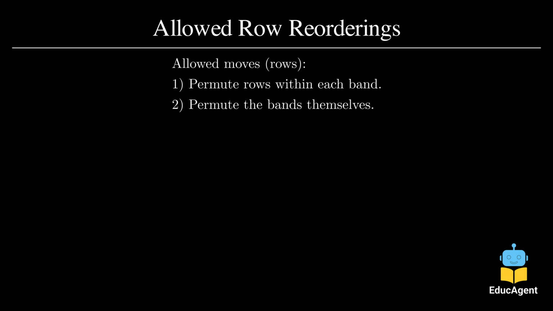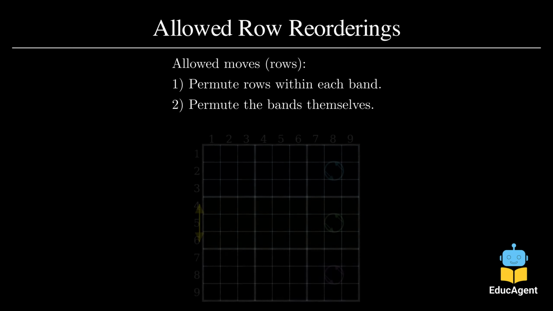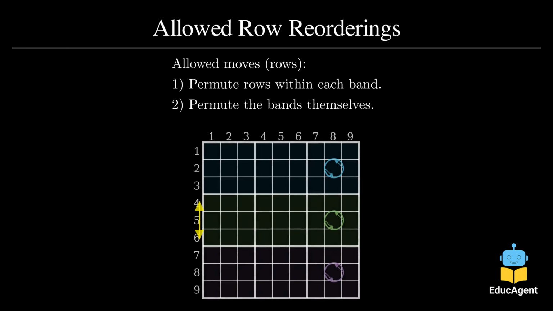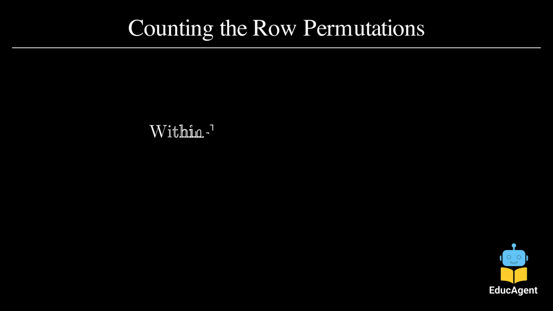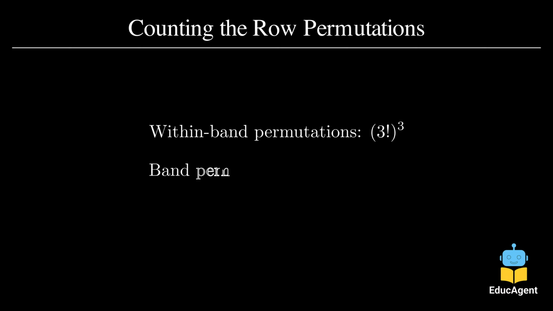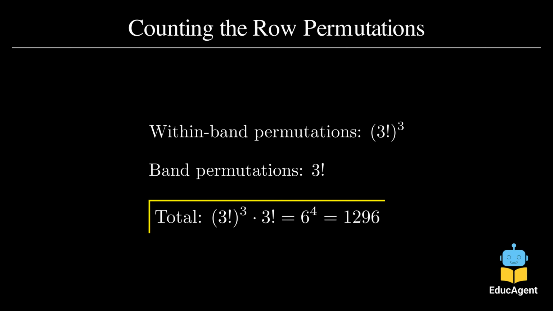So the safe row permutations come in 2 layers: shuffle inside bands and shuffle the bands. Inside a band, any reordering keeps each 3x3 block made from the same 3 rows, just rearranged. Each of the 3 bands has 3 factorial ways to reorder its rows, so that's 3 factorial to the power of 3. Then we can reorder the 3 bands in 3 factorial ways. Multiply them together. 1296 row permutations always preserve the Sudoku structure.